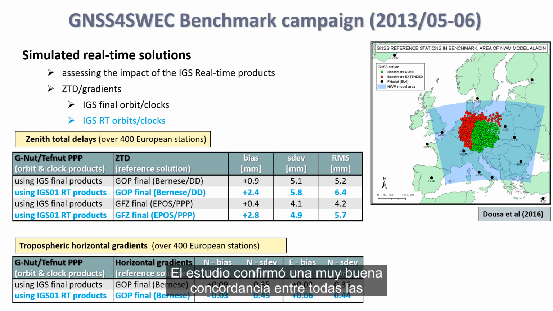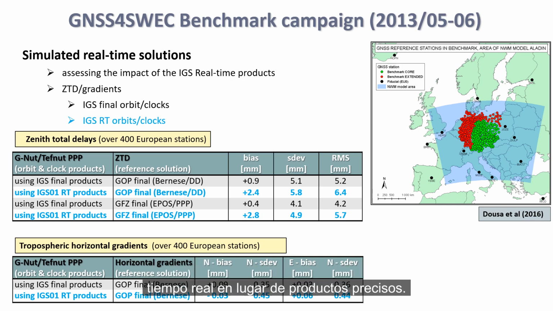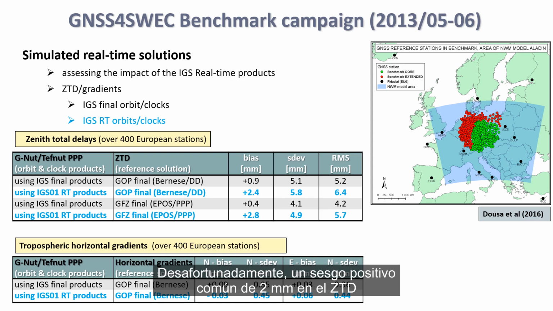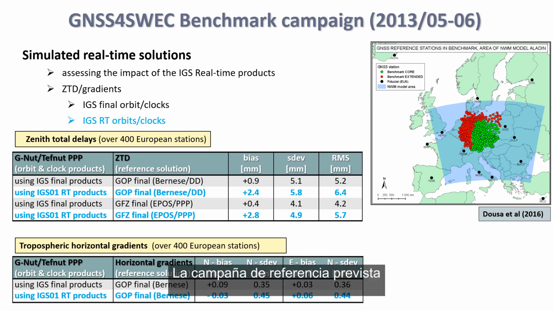The study confirmed a very good agreement among all the solutions, indicating 10 to 25% of degradations when using real-time corrections instead of precise products. Unfortunately, a common positive bias of 2 mm in ZTD was not satisfactorily explained.